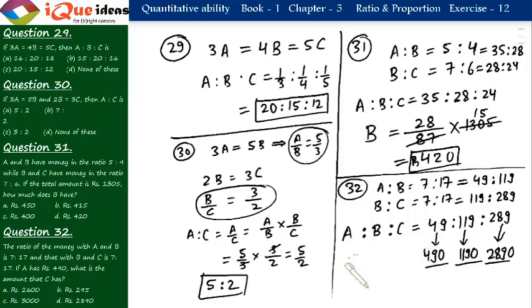C, B, A. And the question says, what is the share of C? So C has 2890 rupees. Alright. So the question says that A has 490 rupees. So if A's share is 490 rupees, and in the ratio we had 49 for A, then if 49 is equivalent to 490, then 289 should be equivalent to 2890 because it's straight away 10 times. Alright.